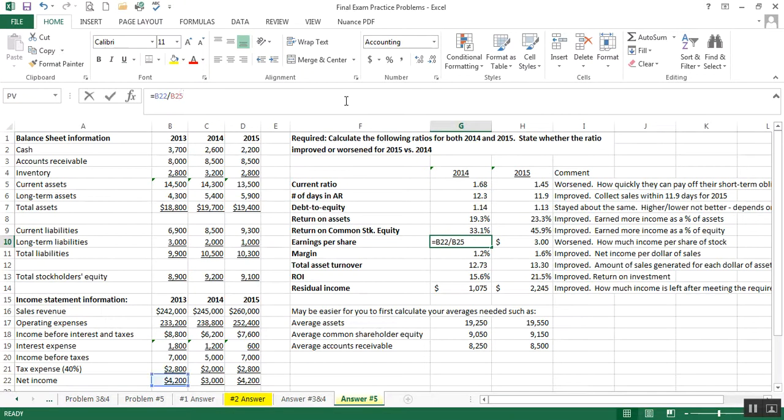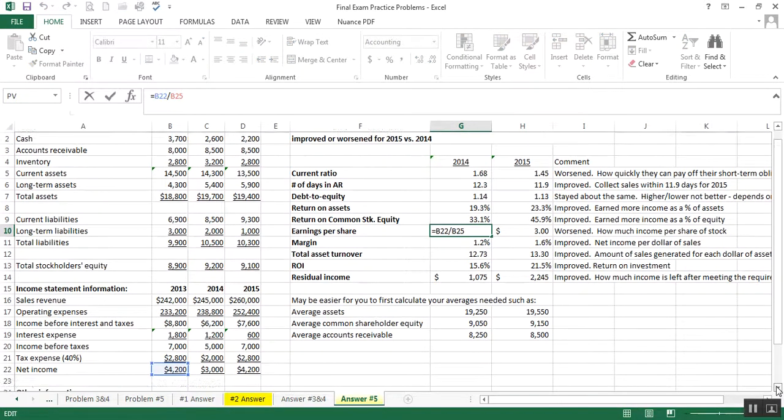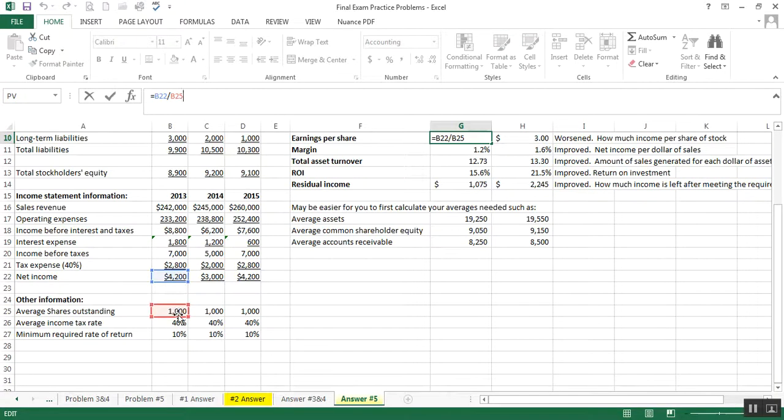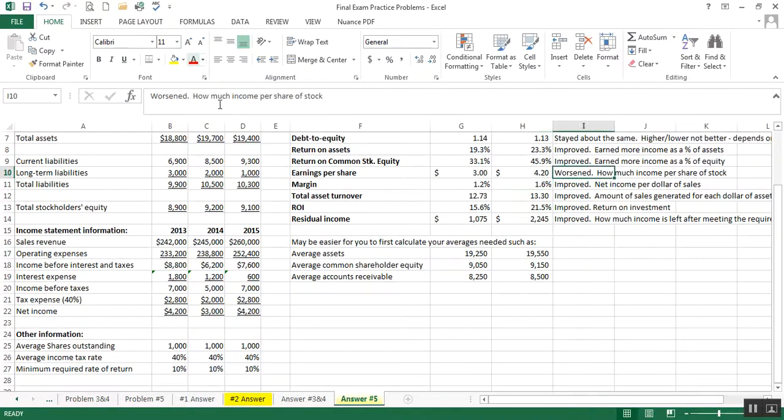Earnings per share is simply going to be our net income divided by the average shares outstanding, which is 1,000 in this case. So you just need to make sure that these are average shares outstanding. If they're just shares outstanding, then you would need to take, I'm sorry, this is the wrong year. You would need to take the prior year plus the current year and divide by 2, as we've been doing. Okay. And then here it's 4,200 divided by 1,000. And this has actually improved because it went up. Higher is better. So how much income per share of stock?